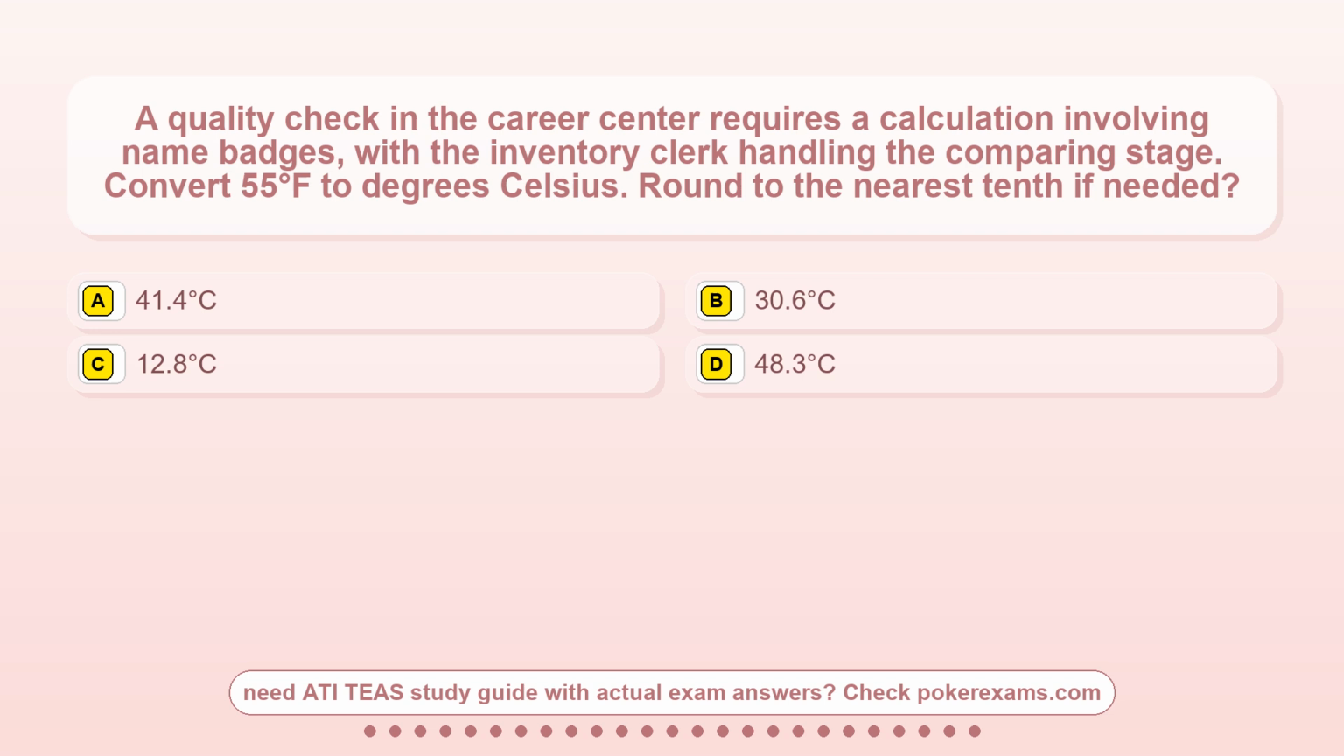Option A, 41.4 degrees Celsius. Option B, 30.6 degrees Celsius. Option C, 12.8 degrees Celsius. Option D, 48.3 degrees Celsius. The correct answer is option C, 12.8 degrees Celsius.